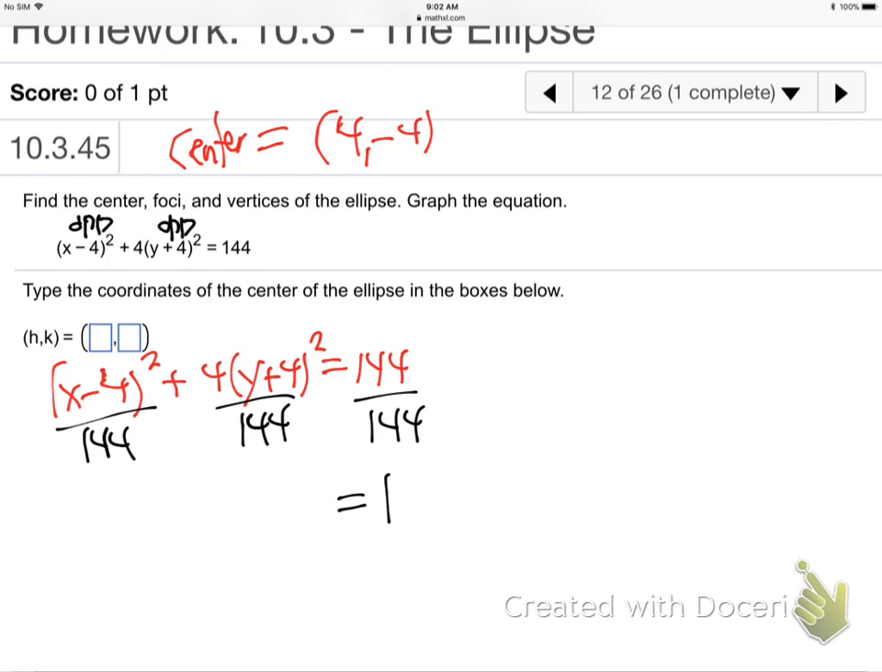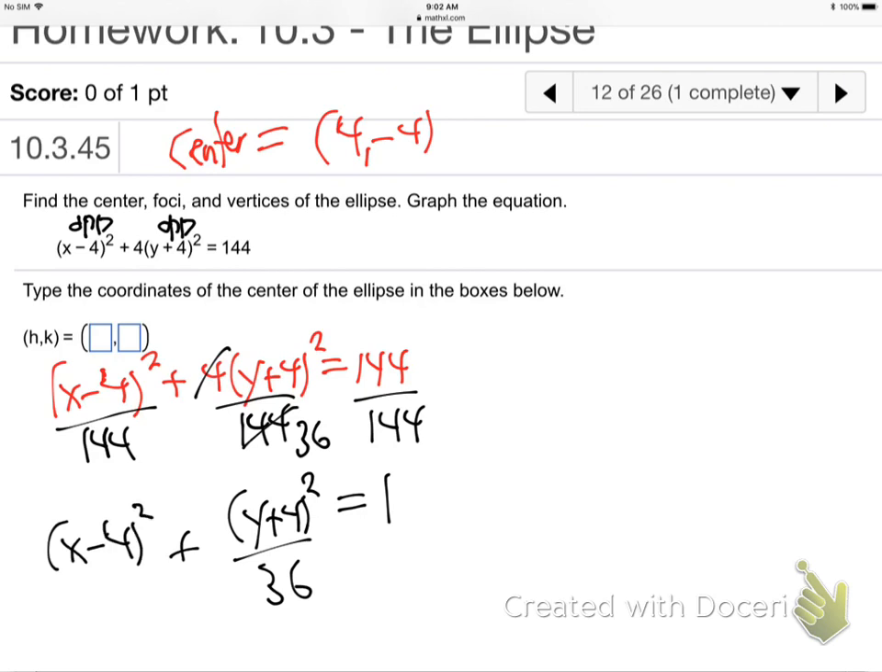Use your calculator. Over here, 4 goes into 144 36 times. So this will be (y + 4) squared over 36. This is (x - 4) squared over 144. Good, now it's got the right look, the look that'll be easier for us to graph. This is 12 squared, this is 6 squared. So now we can do the graph.